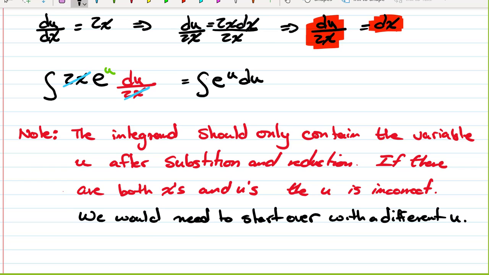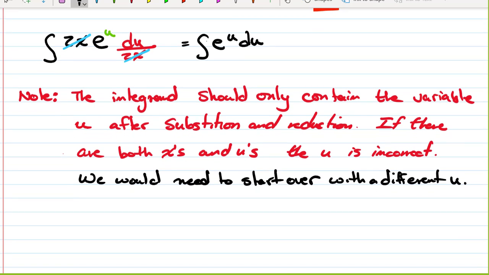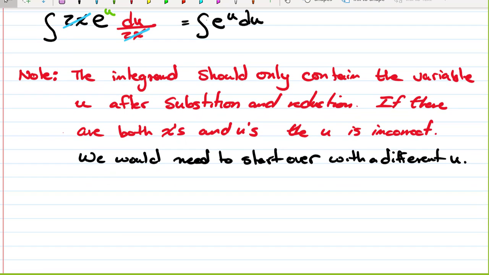So what this is saying is when we did this, our x's both reduced out, which was good, and after our reduction, we had an integral that was a function of only u, and there were no x's left. If we would have had a mixture of both x's and u's, we have an error somewhere, and we would have to go back and see what had happened. All right. So now we need to finish.